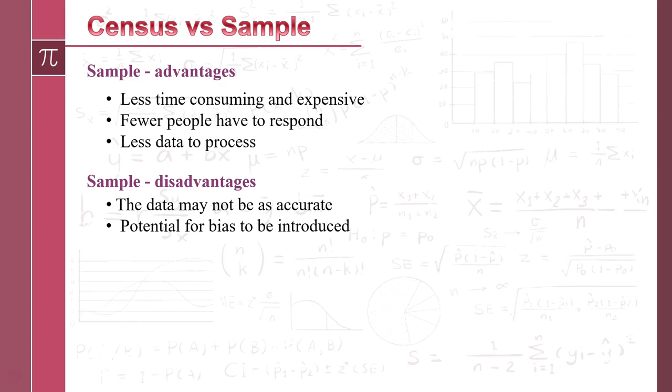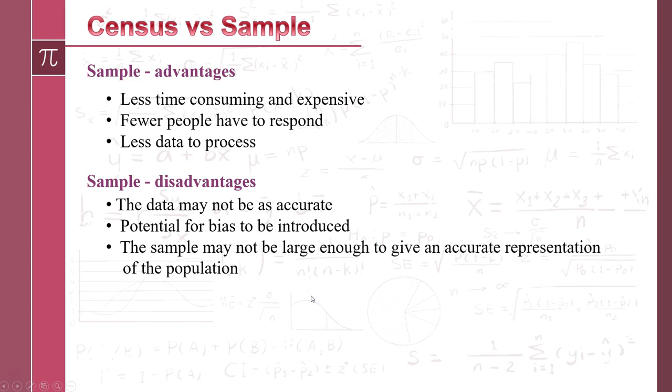There's potential for bias to be introduced. So if you're only asking certain groups of pupils, for example, or you go out and randomly select people, you might inevitably end up with more, for example, younger students and fewer older students. But then finally, the major issue, I think, is this one: the sample might not be large enough to give you an accurate enough representation of the population. Let's say your school's got 1,000 people in it, and you decide to ask 20. Do those 20 really represent the views of the whole population?